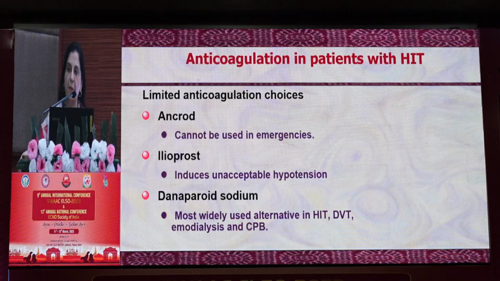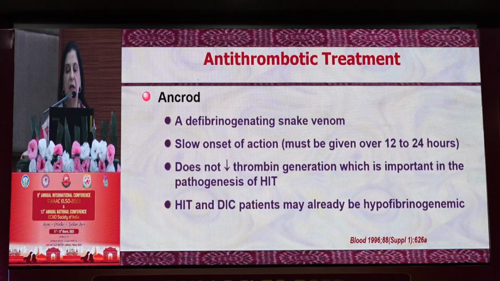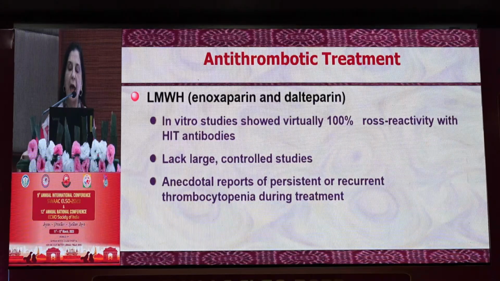antithrombotic. Iloprost or epoprostenol, which I've been seeing most of the cardiologists use in the cath lab, is a very, very good alternative to heparin. It can be used. These drugs bring about a lot of unacceptable hypotension, and that is the reason why we may not want to give them. Danaparoid sodium, however, is the most widely used alternative to heparin in HIT in DVT, in dialysis, as well as in CPB patients. So HIT and DIC patients may already be hypofibrinogenemic, and therefore these patients may not want Ancrod, and therefore we don't use Ancrod so much on ECMO.